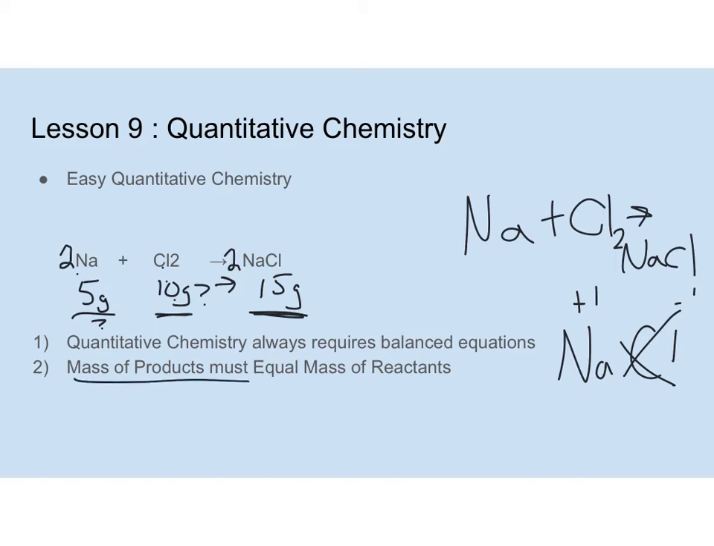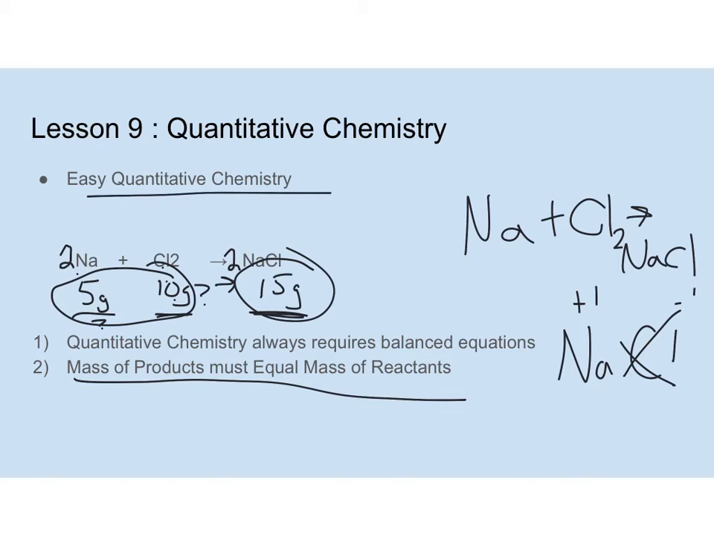And the last thing is just, we know this from grade 9 and grade 10. The mass of the products must equal the mass of the reactants. Okay, total mass on this side must equal total mass on that side. Now, this would be easy quantitative chemistry. And why I said that is, if I said that you had 15 grams on the left side, you know that you're going to have 15 grams on the right side.